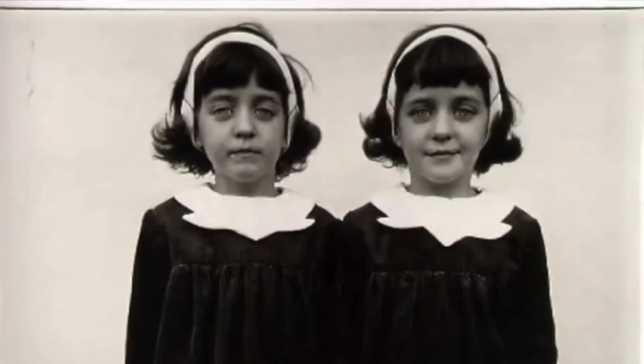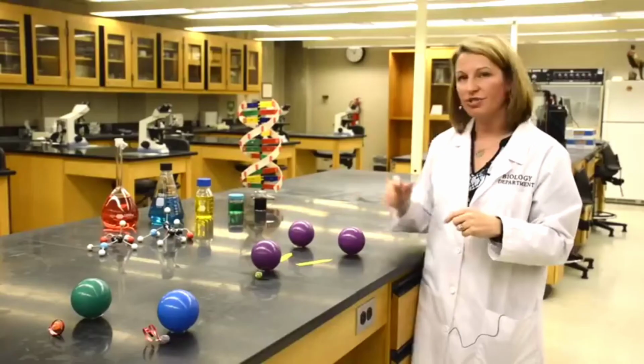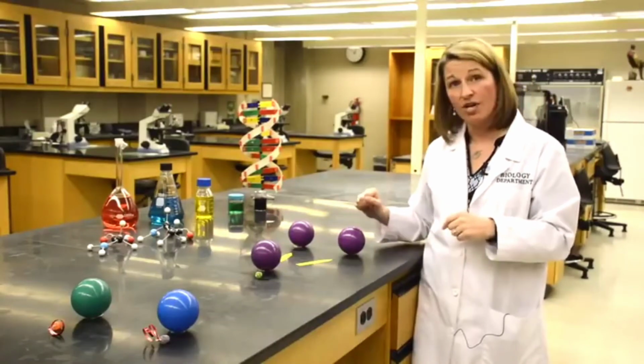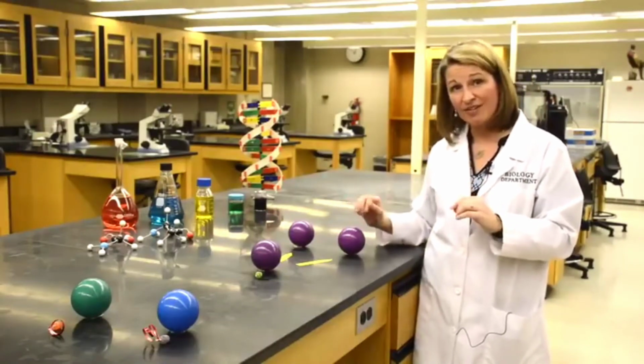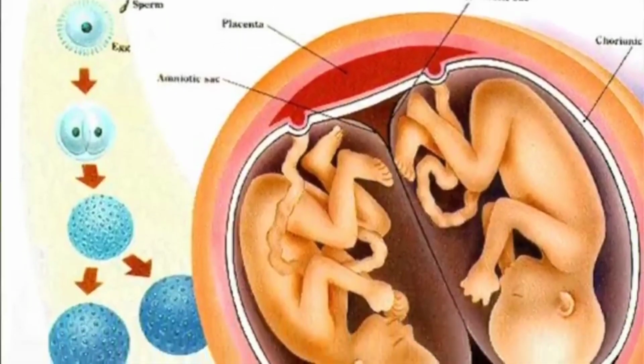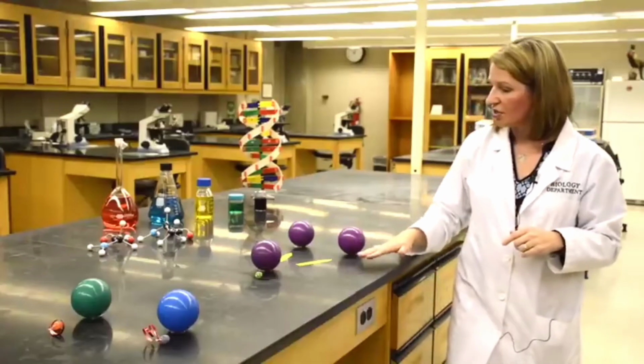They both travel down into the uterus and gestate for about 9 months, and you're born with two individuals that are going to be boy-boy or girl-girl. You can never have a boy-girl set of identical twins because they have to have the same genes, the XX for girls and the XY for boys. So these are your identical twins.